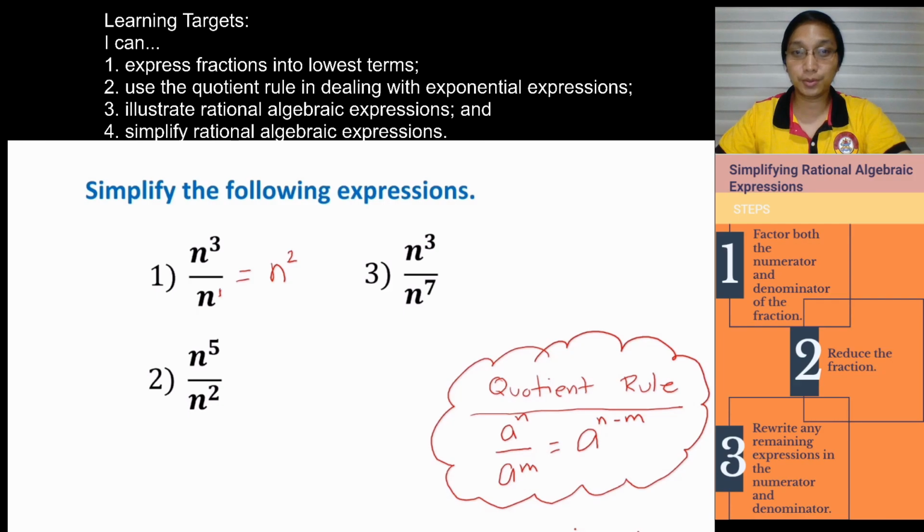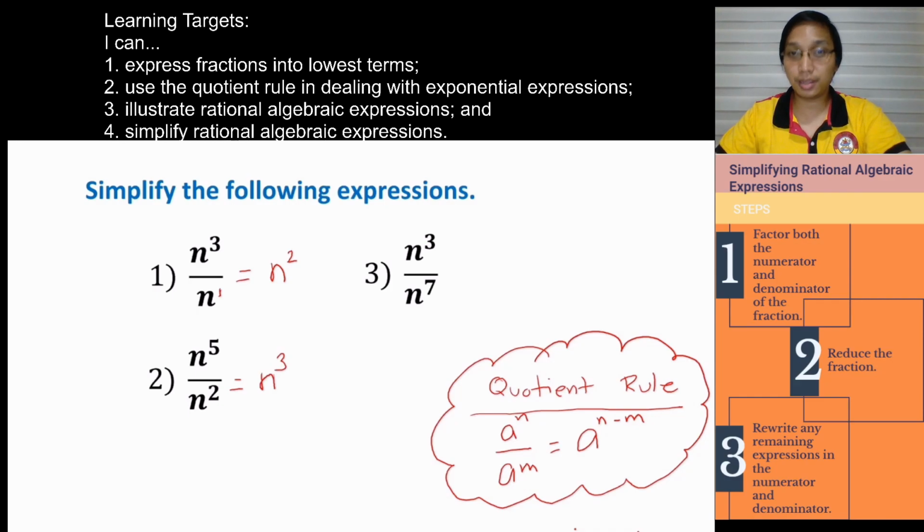Example number 2, we have n to the 5th over n squared. So again, we subtract the exponent. 5 minus 2, we get n to the third power.